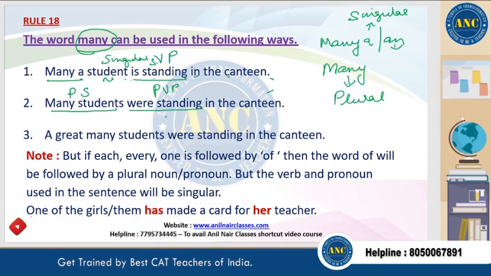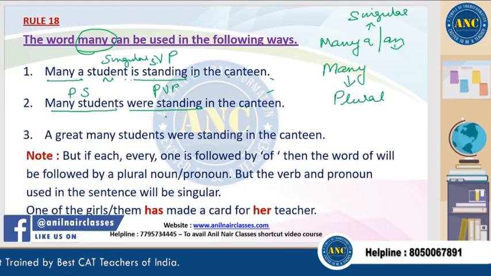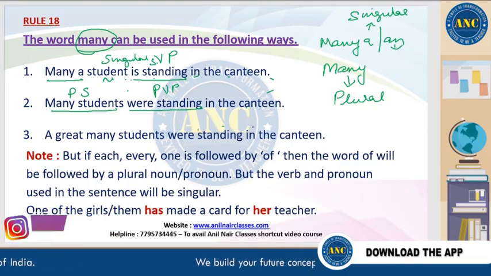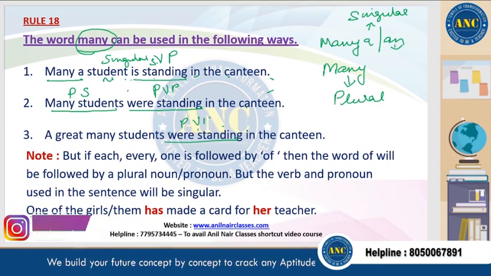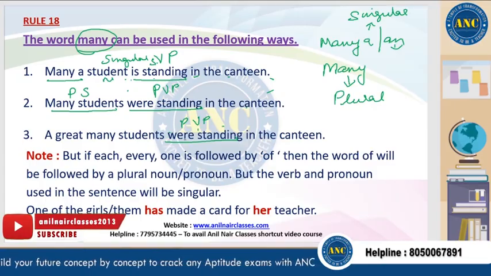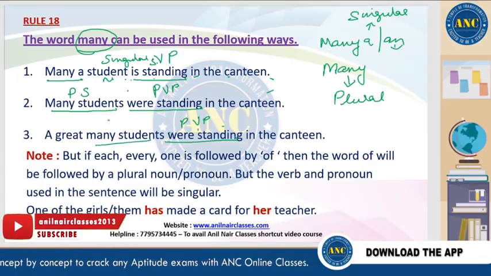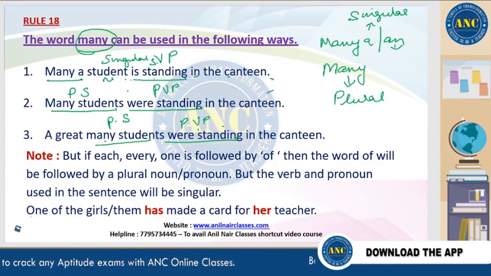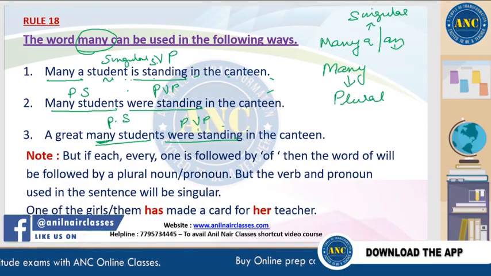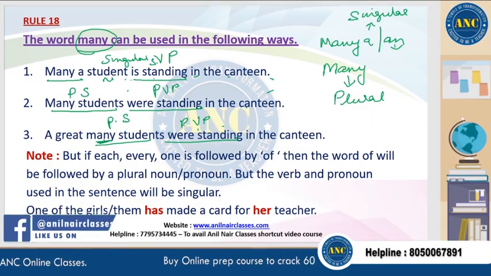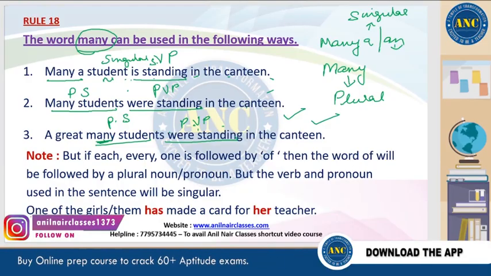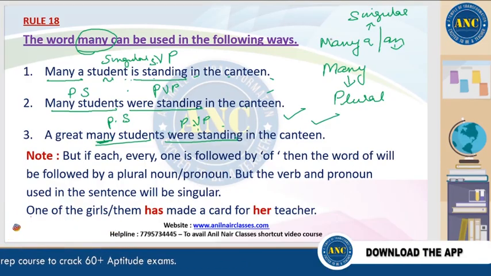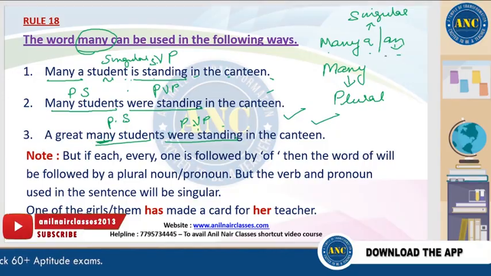See the third example: a great many students were standing in the canteen. "Were standing" is our plural verb phrase over here. Then who was standing in the canteen? Many students. So "many students" is our plural subject because "many" is alone. There is no article, which is why plural subject, plural verb, subject-verb agreement is there. The point is that only "many" is plural; "many a" is always singular.